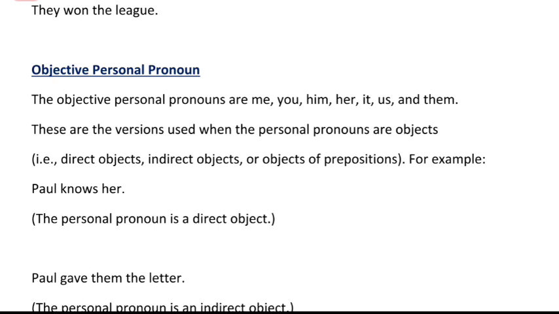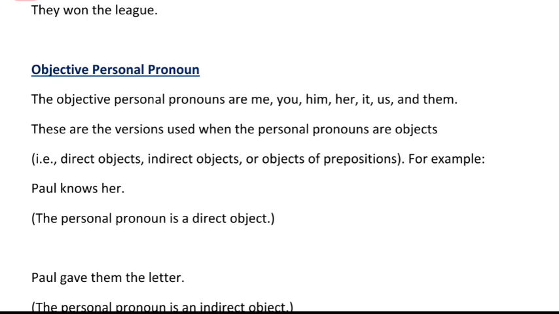Objective personal pronoun. The objective personal pronouns are me, you, him, her, it, us, and them. These are the versions used when the personal pronouns are objects, that is, either direct objects, indirect objects, or objects of preposition. Let us see examples.